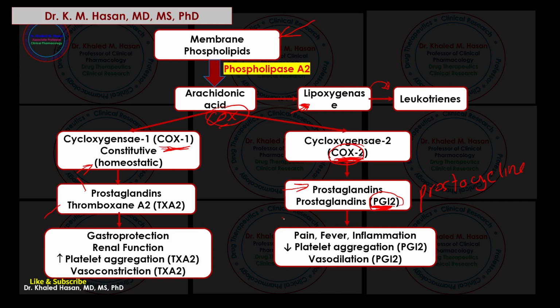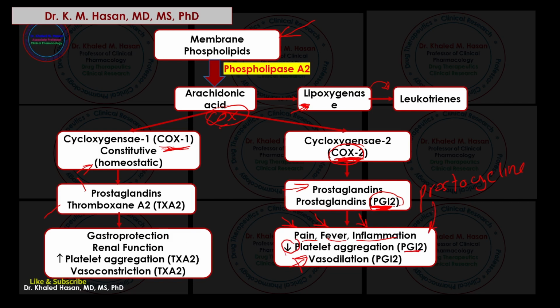This prostaglandin leads to the sensation of pain, fever, and inflammation. So prostaglandin is responsible for pain, fever, and inflammation. What else? Prostacyclin, PGI2, decreases platelet aggregation. Prostacyclin causes vasodilation. We need to remember this.